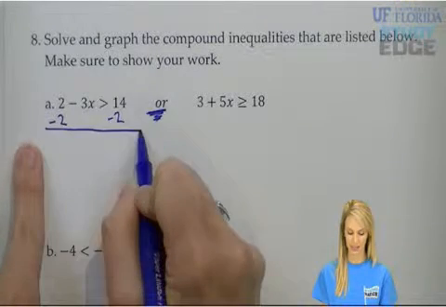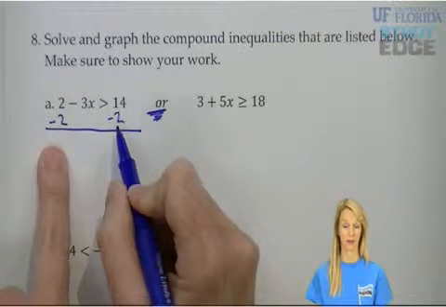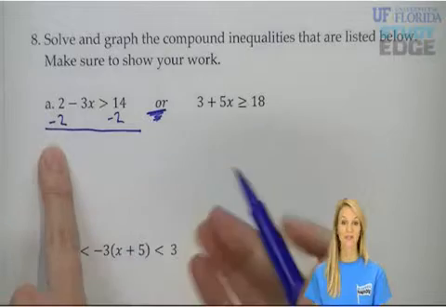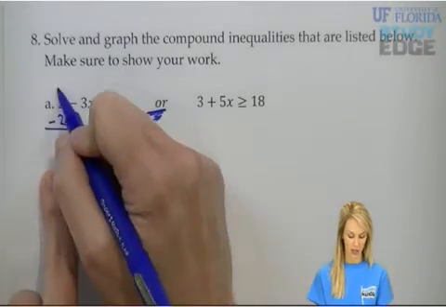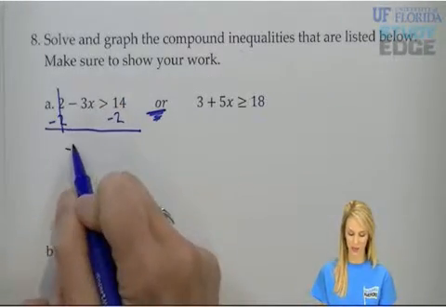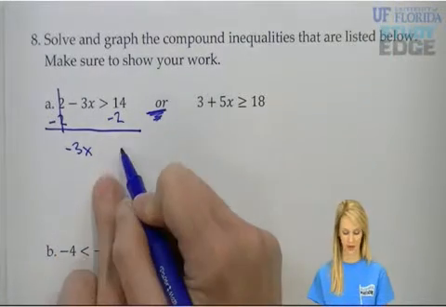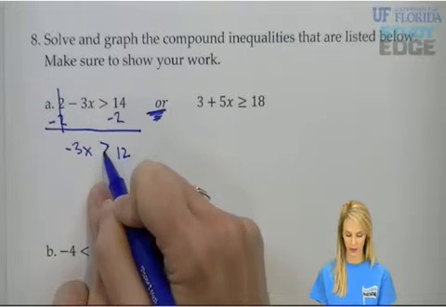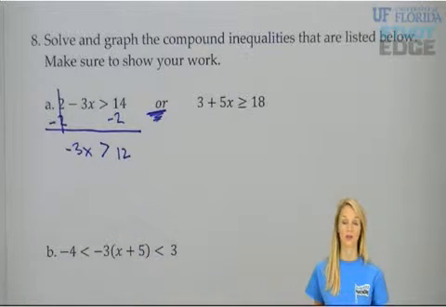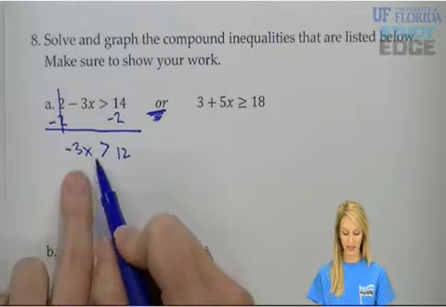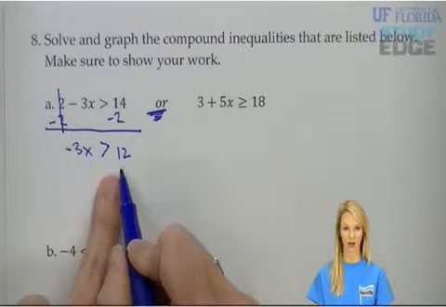Whenever we do something to one side, try to do it to the other side of our equation. Same rules for compound inequalities as there were for regular equations. So 2 minus 2 cancels out, and we're left with negative 3x. 14 minus 2, what's 14 minus 2? 12. All right, let's bring down that greater than sign. Now what do we need to do? We have negative 3x is greater than 12.